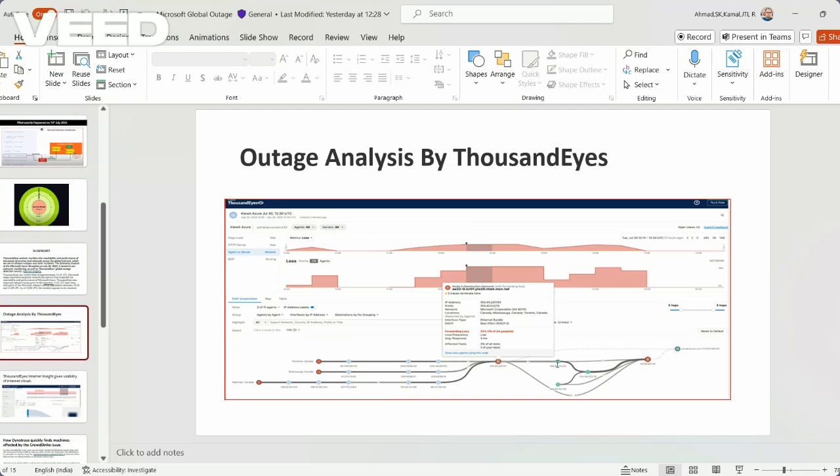Let me get on to the outage analysis by ThousandEyes. This is how it looked on ThousandEyes Internet Insights: multiple sources probing the Microsoft location and pointing out where the trouble lies, the root cause.